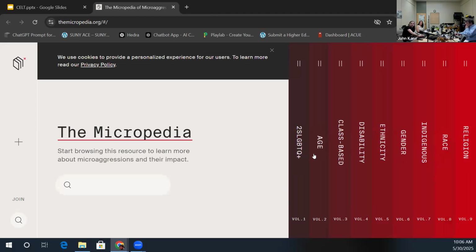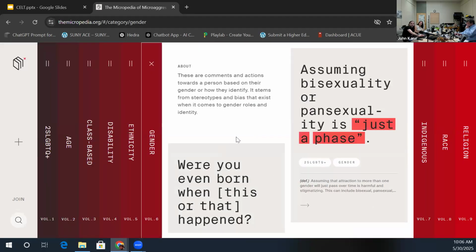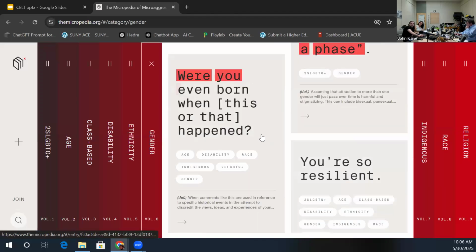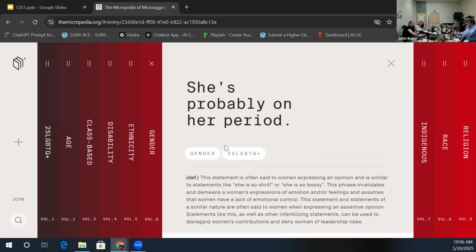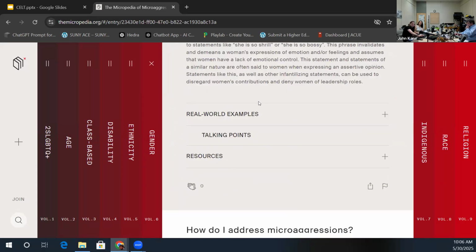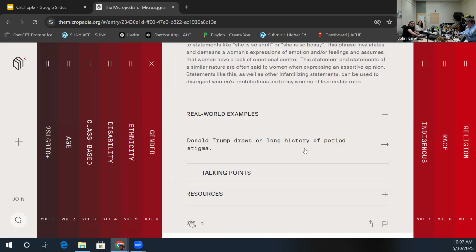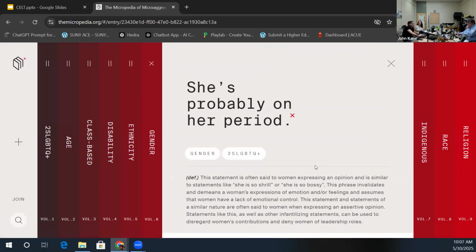But it also has all these different categories. So if you were like, oh, I want to know what some gender microaggressions are, you can click on this and it'll show you some examples. Let's see. So if you see something like this, like she's probably on her period, and you're like, why is that a problem? You could click on it and it will explain what the issue is with saying it. And it will also give you real world examples and talking points, although this one doesn't have any. But sometimes it'll give you things to say if you experience this or if you see it happen. So that's a really awesome resource.